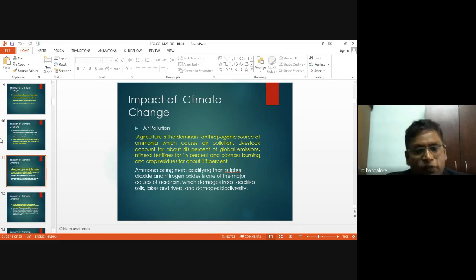So the ammonia generated in agricultural activity causes air pollution, and livestock account for about 40% of global emission, mineral fertilizers for about 16%, and biomass burning and crop residues contribute about 18%. So in all these anthropogenic activities, globally we can see 40% from livestock and 16% from mineral fertilizers. That means the burning of agricultural waste or crop residues also contributes to air pollution.